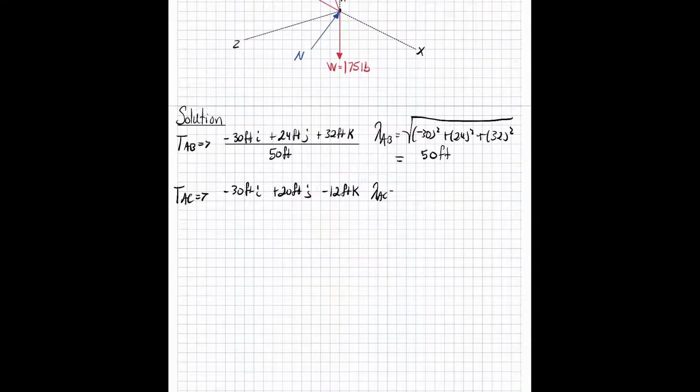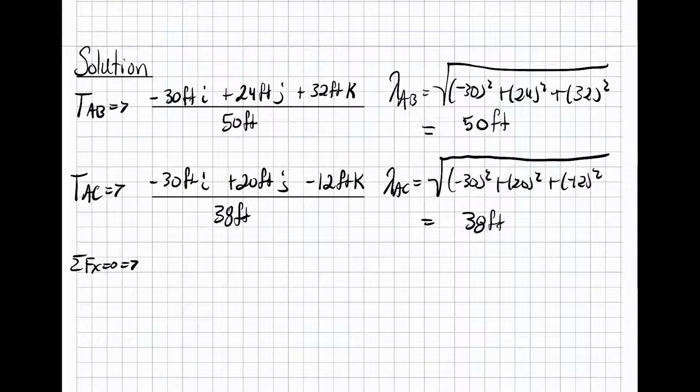Again, we're doing the lambda AC is the sum of squares. So it's negative 30 squared plus 20 squared plus negative 12 squared. This comes out to 38 feet. So all of that evaluation of tension AC is 38 feet. Okay, so now we can do our sum of forces in the X, Y, and Z direction. Go ahead and zoom in. We have again, just see what your X, Y, and Z directions are, and you bring them right and down.